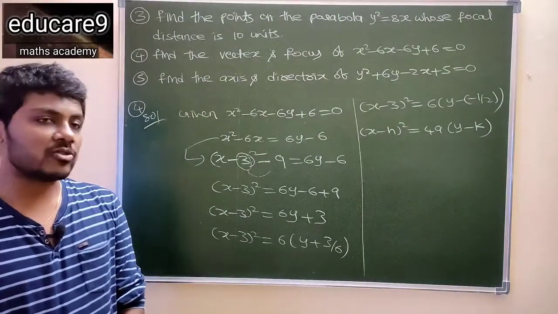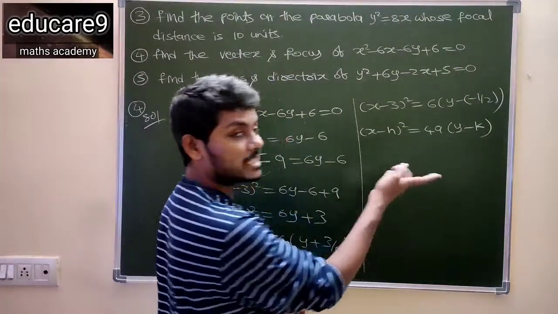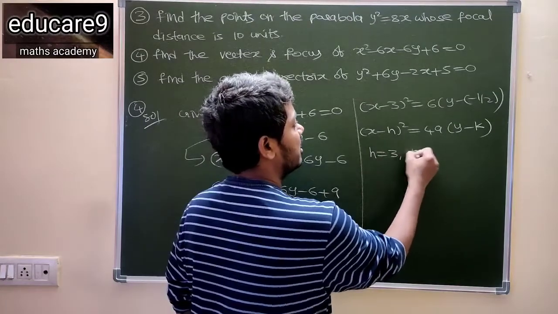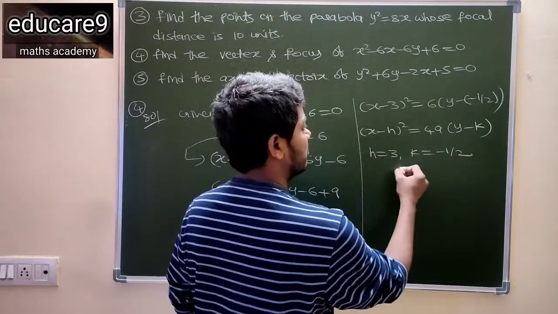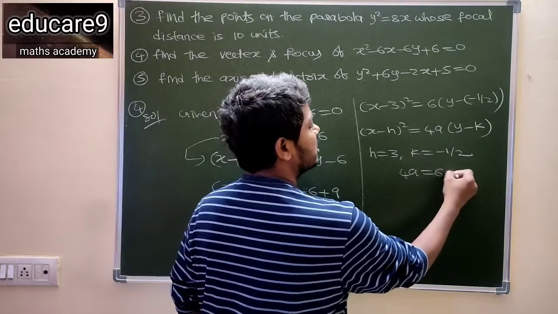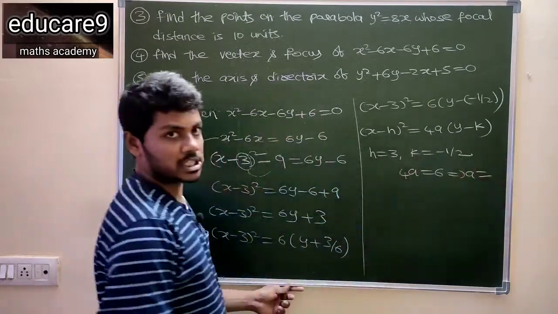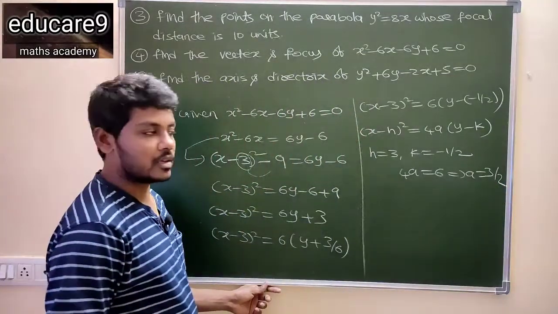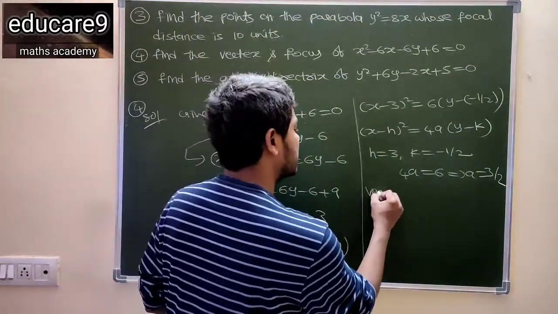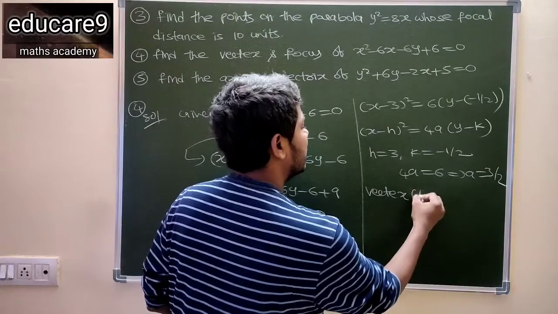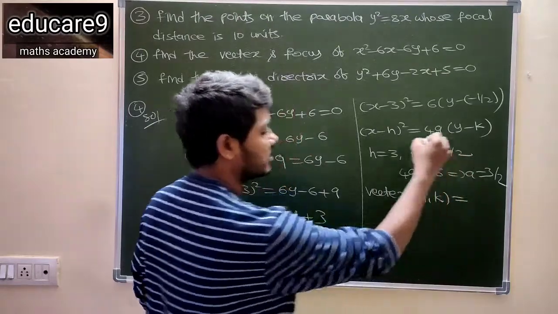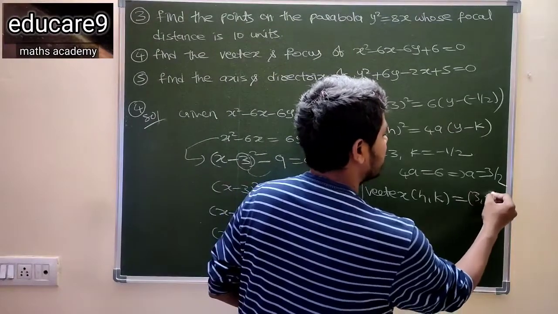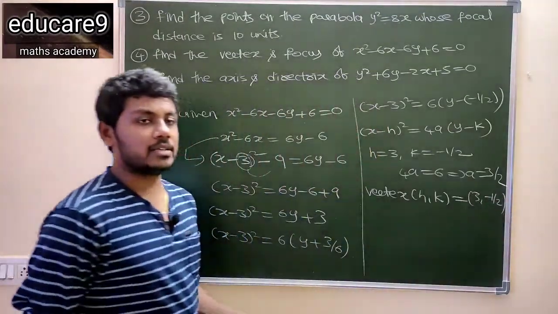In that case, what is the vertex? Vertex is h comma k. Now first find h value. h is equal to 3, k is equal to minus 1 by 2, 4a is equal to 6, a is equal to how much? 3 by 2. Therefore, vertex h comma k. So what is h value? 3. k is minus 1 by 2. So 3 comma minus 1 by 2.